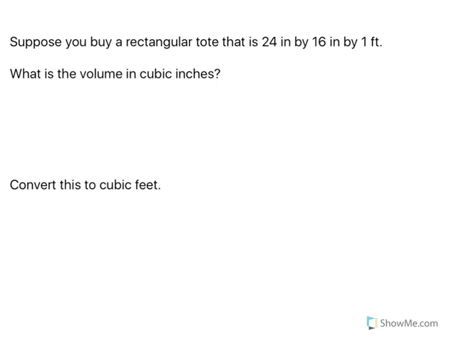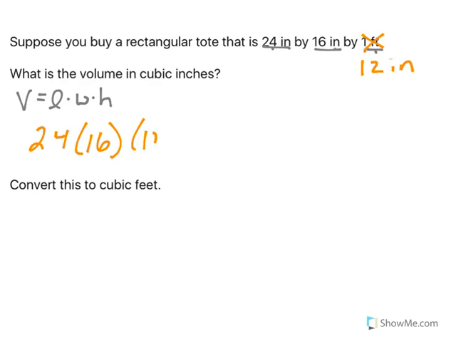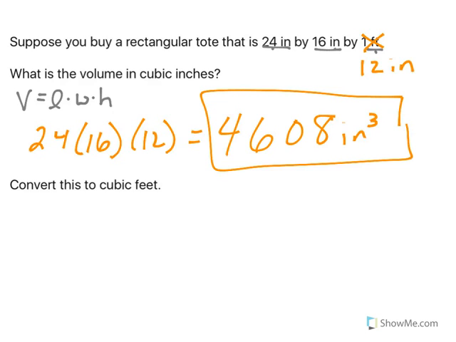Suppose you buy a rectangular tote that is 24 inches by 16 inches by a foot. What is the volume in cubic inches? Okay, so first of all, our formula is length times width times height. But inches, feet, no go. We got to have all 3 in the same unit, in this case, cubic inches. So hopefully you know that 1 foot is the same as 12 inches. So now I can do 24 times 16 times 12, and that will lead me to 4,608 cubic inches.